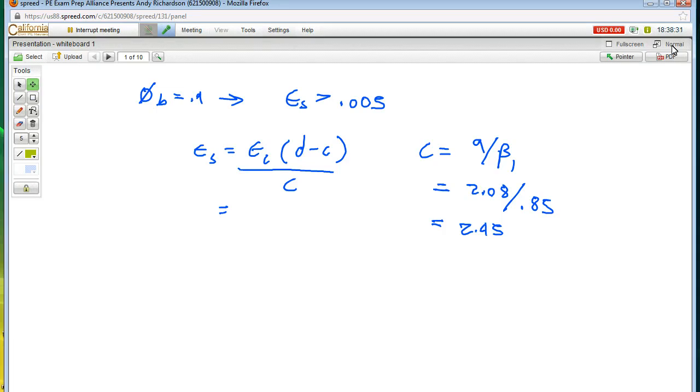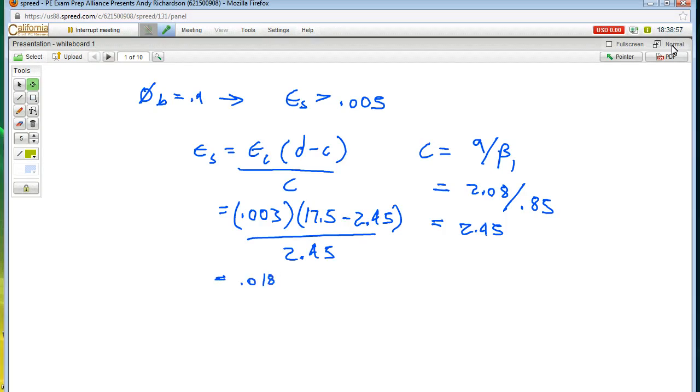So then we take epsilon C assumed at 0.003 for the strain of concrete, and the 17.5 was the depth from the top to the centroid of the steel, and we subtract off the C value of 2.45 and divide it by the C value. And so we find the strain in the steel is actually 0.018, which is greater than 0.005, and so our assumption was correct.